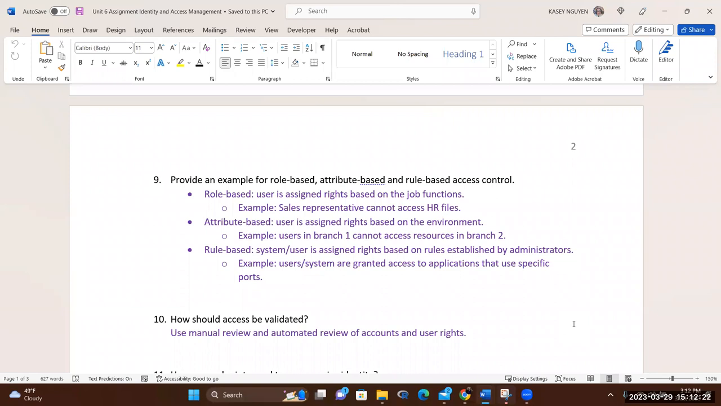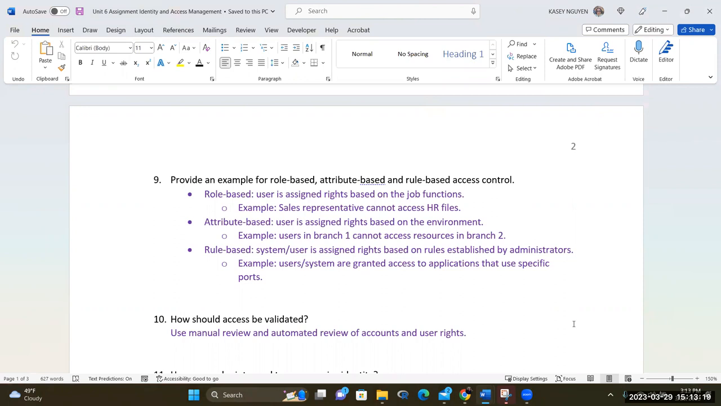For attribute-based, attribute really pertains to specific information that relates to the user. Attribute-based is not as common, but it assigns rights based on things like your environment. For example, the user is working in branch one and they cannot have access to branch two because they are physically in branch one, which is at a different location. Or you can use attribute as time, the hours that they work in a day. We can say that so-and-so works first shift or second shift, and we will block out the rights based on when they should access the system and what type of things they should access.